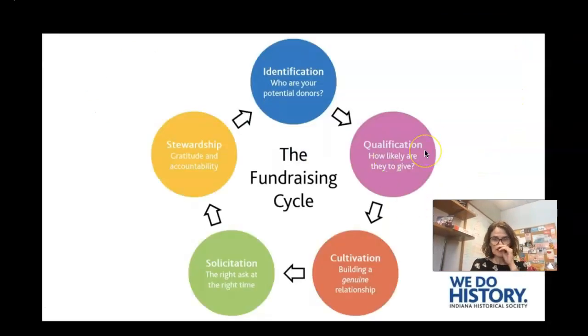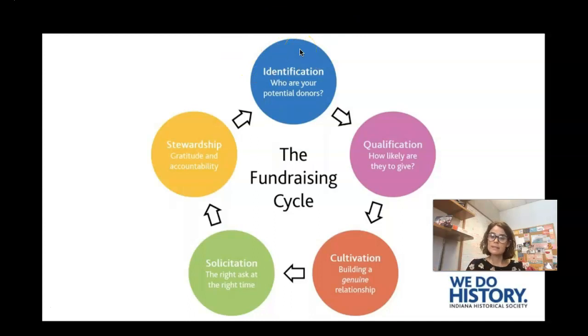And so this cycle is widely adopted. There are some variations within the fundraising community, but usually even if someone has four categories or more categories, they very much relate to this. So number one is this idea of identification, or who are your potential donors.